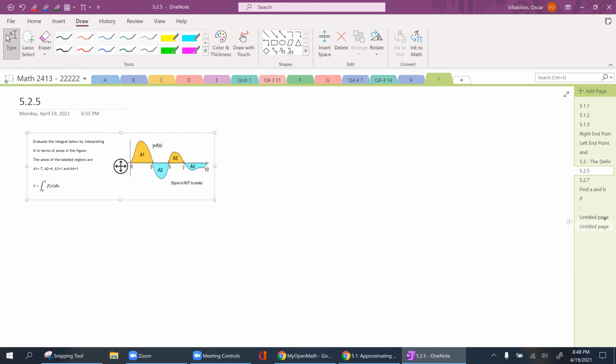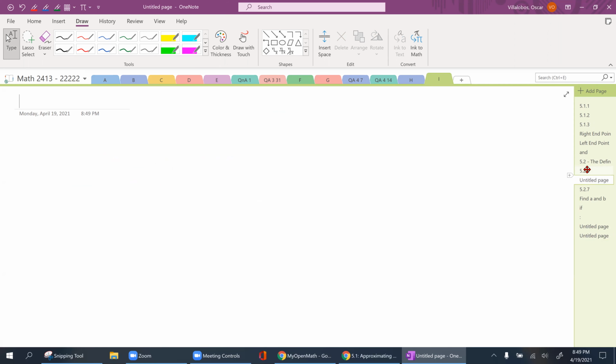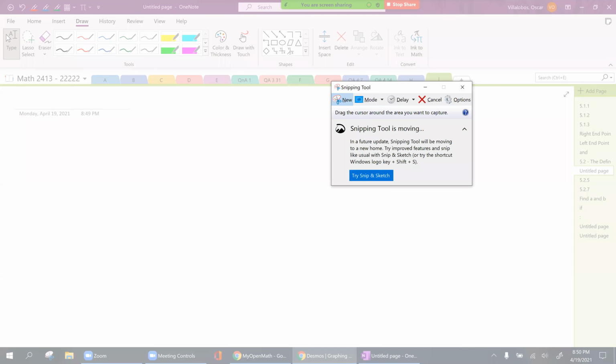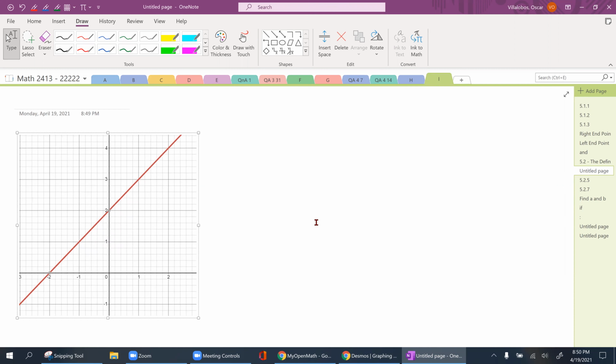And why is this helpful? You might be saying, what is this helpful for? Let me go ahead and do an example. Let's do it above here. I created this function in Desmos. Let's go ahead and clip this. All right, that's what my graph looks like. This is y is equal to x plus 2. It's a simple line.